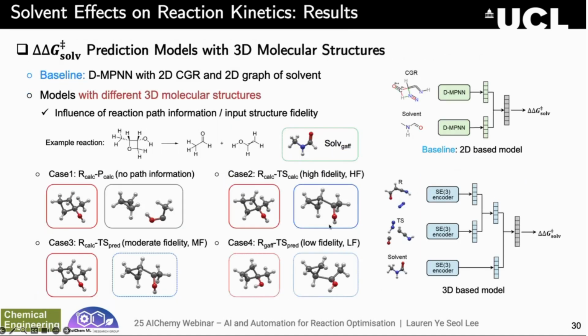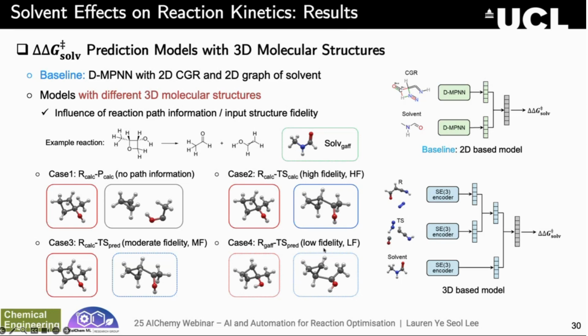And using these 3D encodings, we evaluate several input configurations, from using only reactant geometry to including transition states, each at different fidelity levels. Here, the suffix CALC refers to the 3D geometry computed with DFT. By the way, we didn't calculate this geometry. It was originally from the Grambow data set. The suffix GAFF refers to the geometry generated using a cheap force field method.